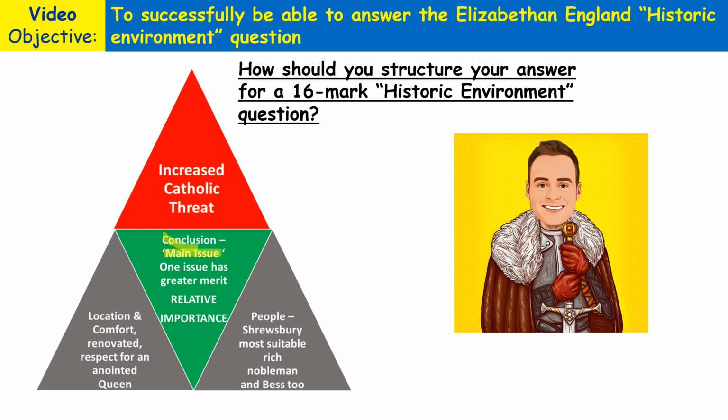There we go. If you can, what we should look to do is make sure that you write a conclusion. If you're running out of time, that's the priority. So make sure that you write at least one paragraph on the factor mentioned in the question, one paragraph on another factor, so for the Sheffield Manor Lodge question it could be the location, comfort, its renovation for an anointed queen. And then if you're running out of time, go on to the conclusion.